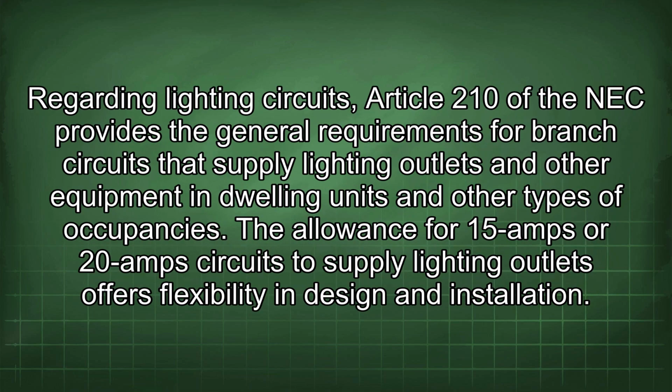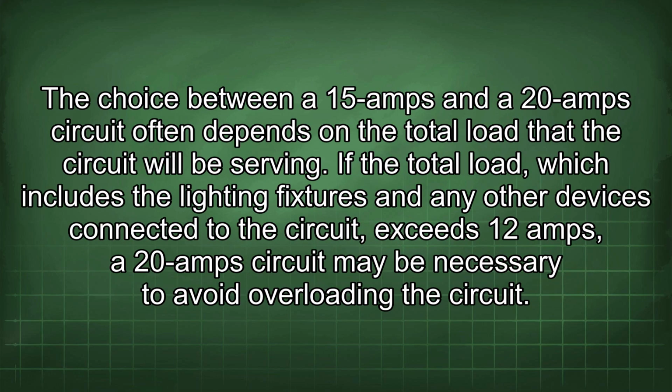Regarding lighting circuits, Article 210 of the NEC provides the general requirements for branch circuits that supply lighting outlets and other equipment in dwelling units and other types of occupancies. The allowance for 15 amp or 20 amp circuits to supply lighting outlets offers flexibility in design and installation. The choice between a 15 amp and a 20 amp circuit often depends on the total load that the circuit will be serving. If the total load, which includes the lighting fixtures and any other devices connected to the circuit, exceeds 12 amps, a 20 amp circuit may be necessary to avoid overloading the circuit.